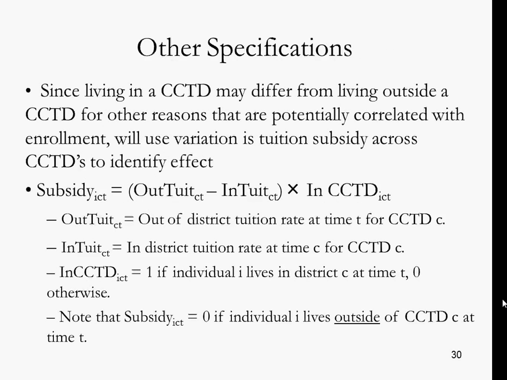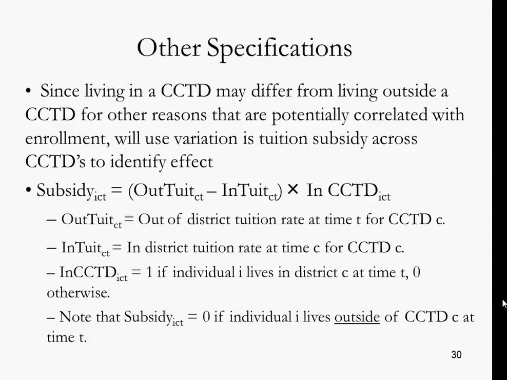Now, the other way, what we're going to try to do is to get rid of these other things that may be related to the taxing district that aren't tuition, that cause you to be more or less likely to go to a community college. And to do this, we're going to kind of switch the sign. We're going to talk in terms of subsidy rather than tuition, where if you pay the out-of-district price, we're going to say you get a zero subsidy.